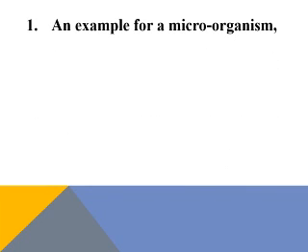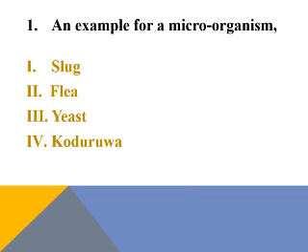The first question. An example for a microorganism. A microorganism is an organism that we cannot see with our naked eye. Out of slug, flea, yeast and cockroach, only yeast cannot be seen with our naked eye. So the answer should be the third one. Slug, flea and cockroach we can see with our naked eye, so we can't select them as microorganisms.